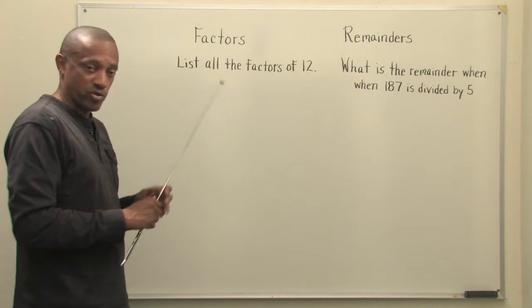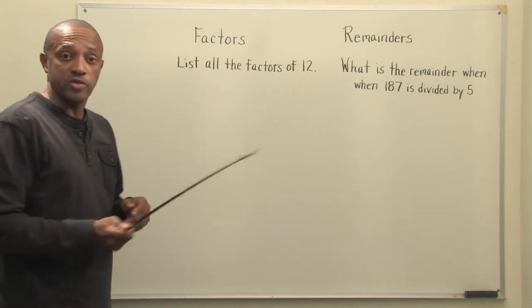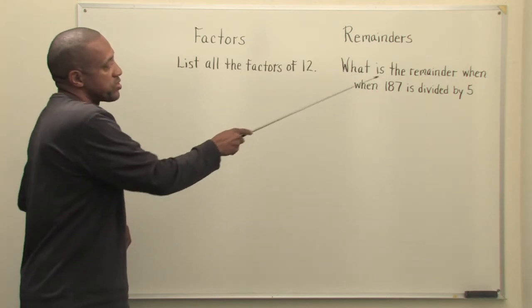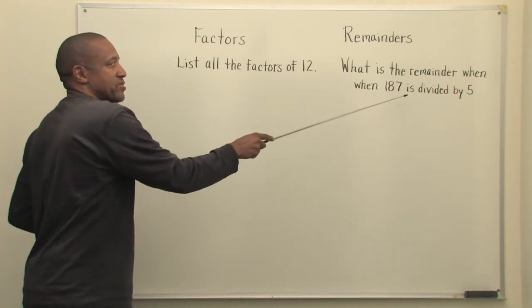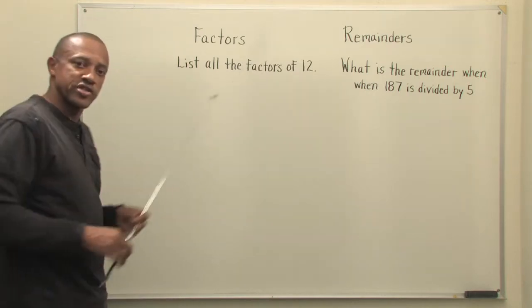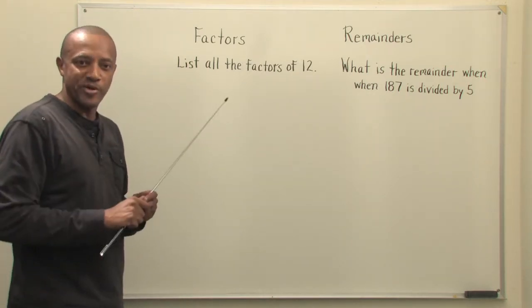All the factors of 12. And the second problem I want you to take a look at over the next minute is what is the remainder when 187 is divided by 5? Go ahead and do that problem as well as this one, and I will be right back.